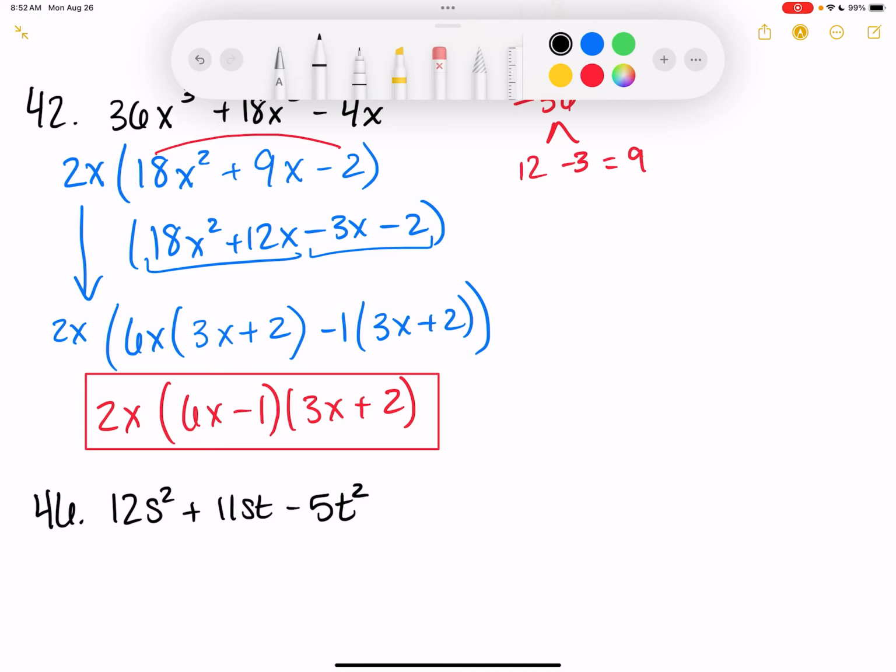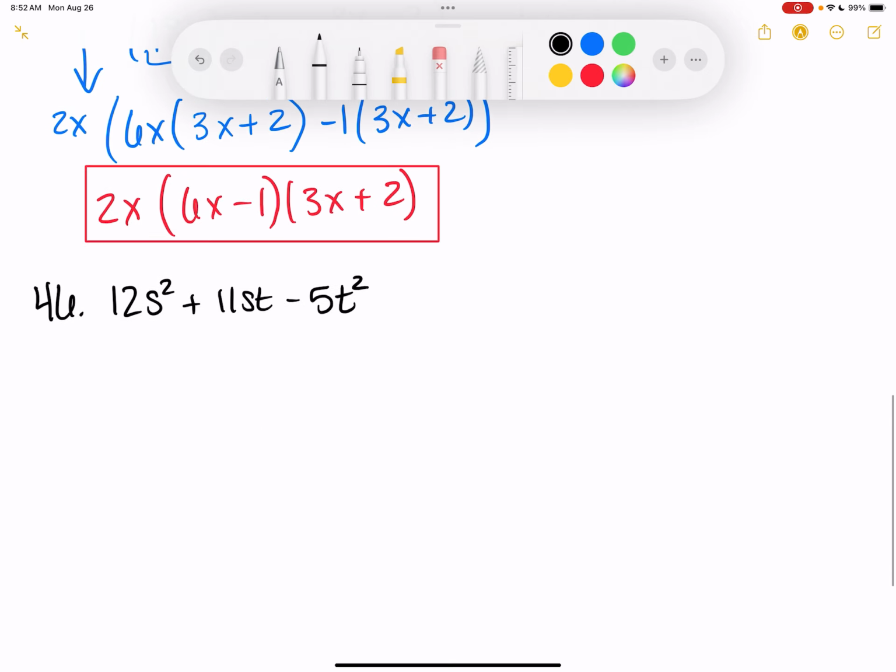So I need to figure out factors still of the numbers, but I also have to include the letters. And so this is one that you also have to pay really close attention to. I need factors of 12 and negative 5, so negative 60, that add up to give me a positive 11. Any idea what factors might work? Or any that I can try.